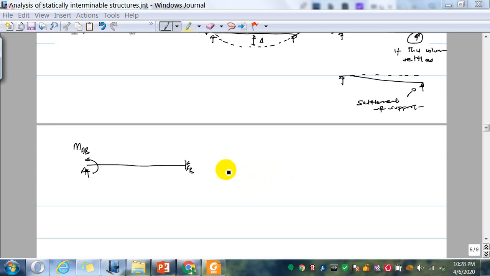So to do that, what I need to draw is the bending moment diagram due to this moment, and using conjugate beam method I can find the slope and deflection. Okay, so let us see how can we do this one.